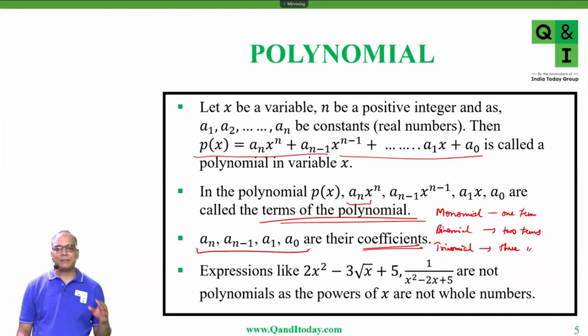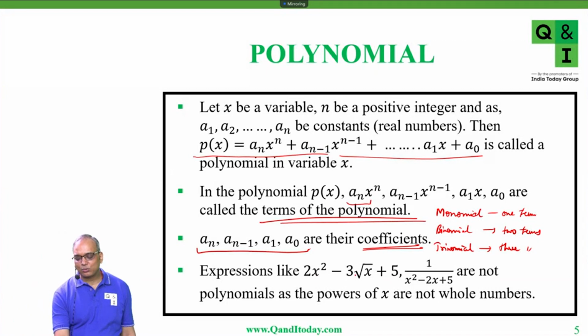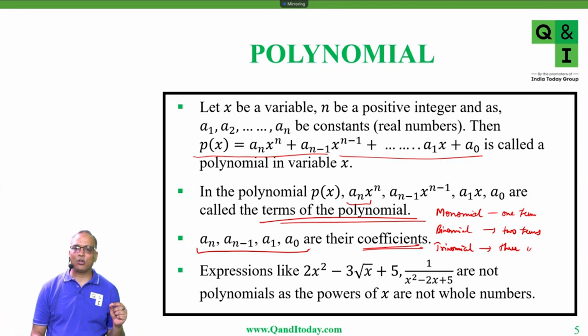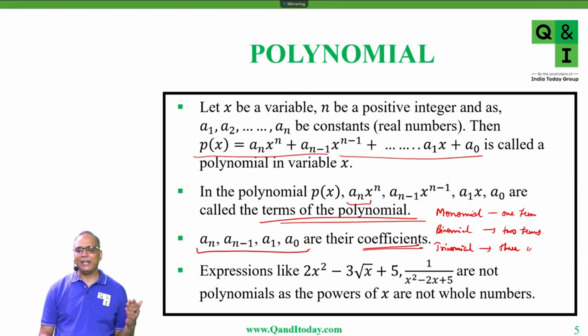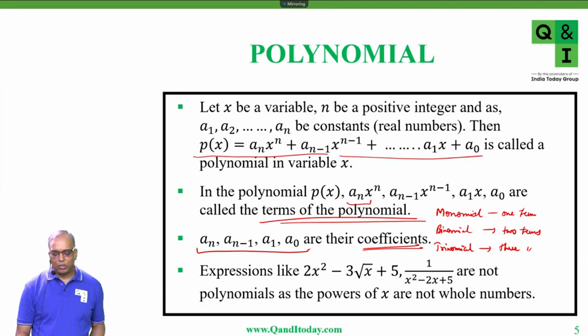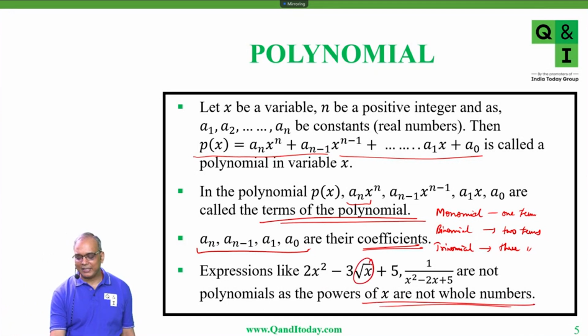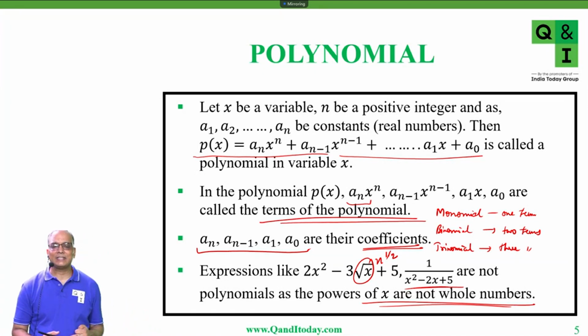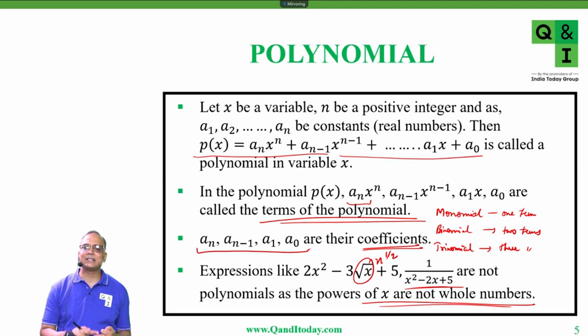Now, there are certain algebraic expressions which are not polynomials. Expressions like 2x squared minus 3 root x plus 5, and similarly 1 by x squared minus 2x plus 5, are not polynomials. Why? Because in a polynomial, the powers of x should be whole numbers. The powers of x cannot be a fraction or a negative number. Here the power of x is 1 by 2. Similarly, in the second case, because x is in the denominator, the power will be negative. So the power of x should be only a whole number for that expression to be a polynomial. If the power of x is either a fraction or a negative number, then that algebraic expression is not a polynomial, as you are seeing in the two examples mentioned here.